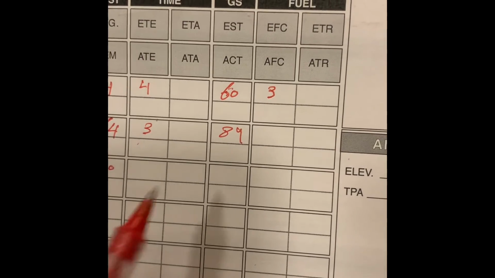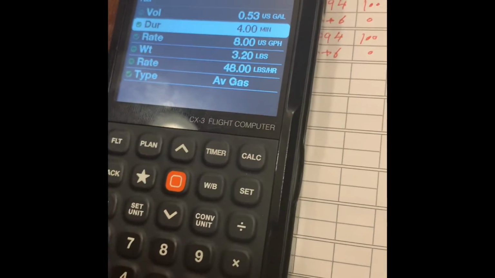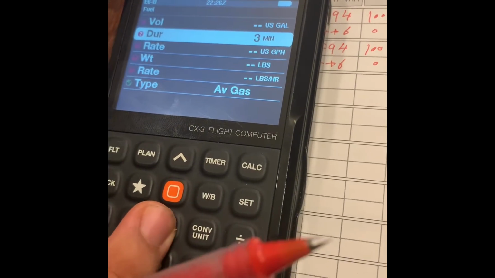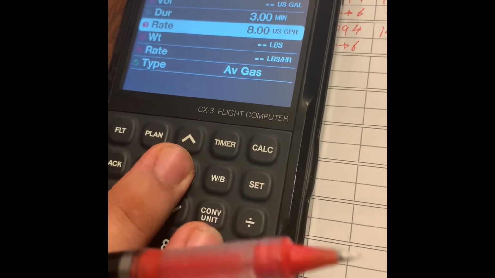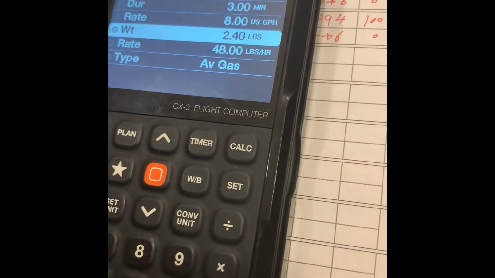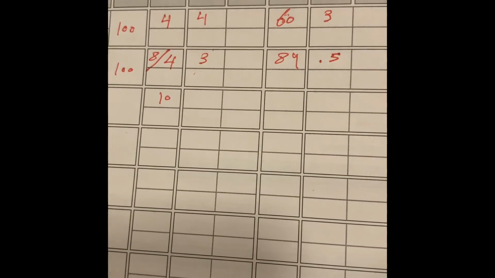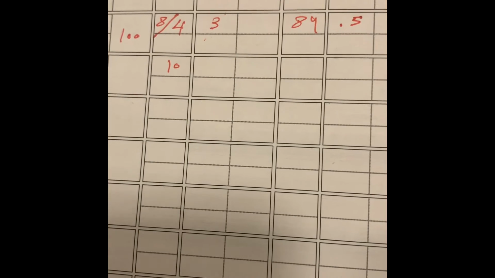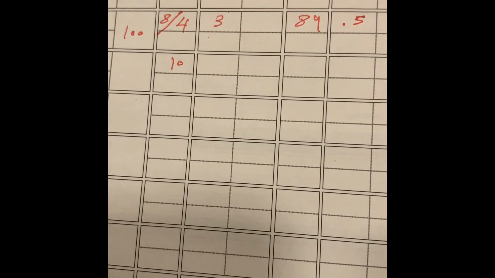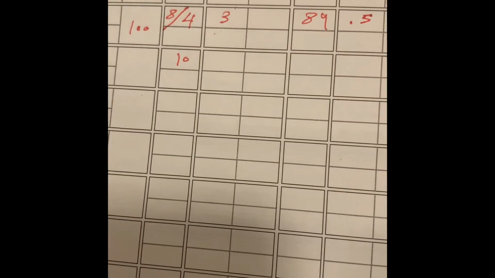Okay, so we're going to the second point. We are traveling only 3 minutes and burning 8 gallons per hour. It's 0.4, so let's put 0.5. You can put 0.4, that's fine, but I always like to round up, so it's going to be easier for you in the airplane to calculate as well.